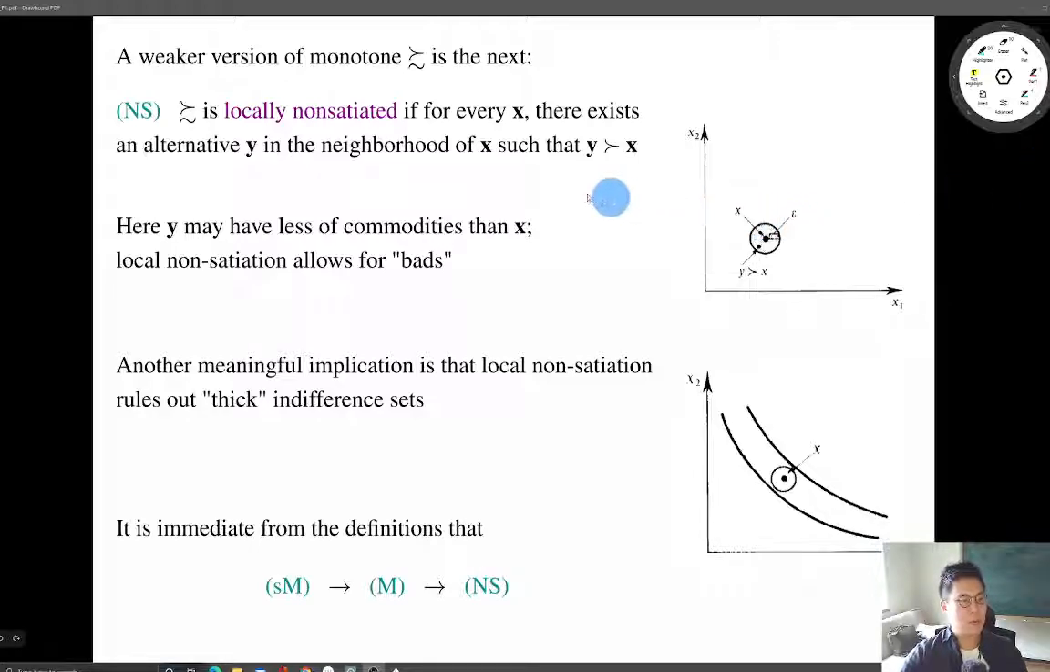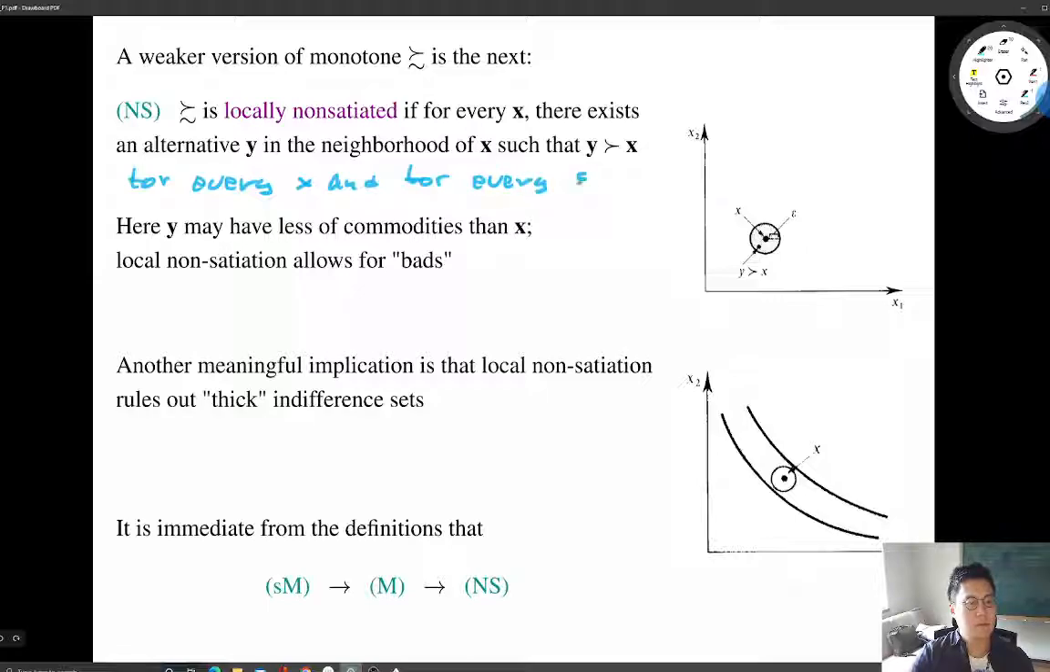So the more exact definition is: for every x and for every positive epsilon, there exists a bundle y in the neighborhood of bundle x, that is, the norm of x minus y.